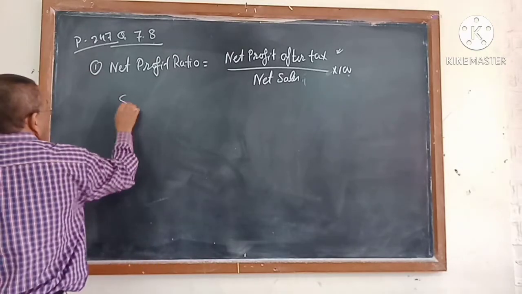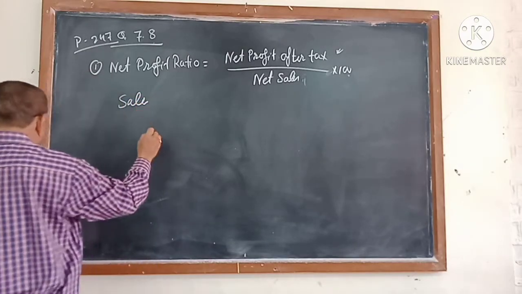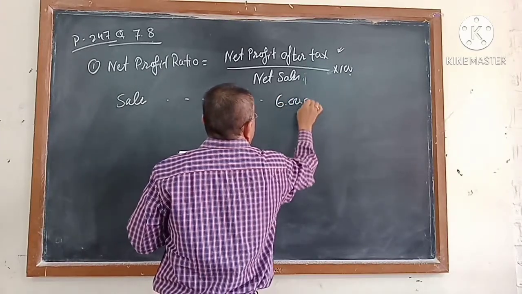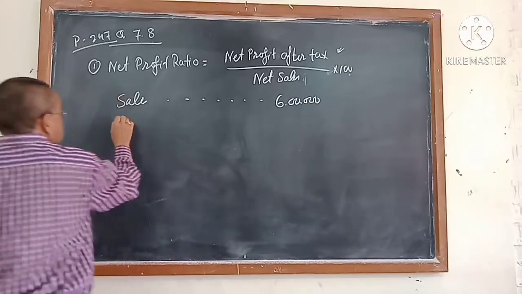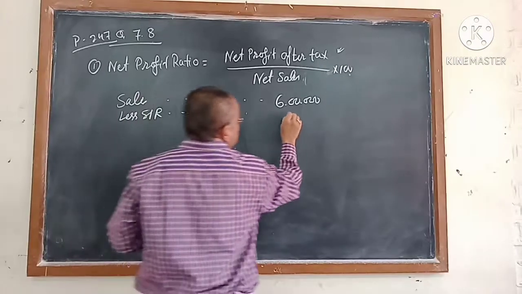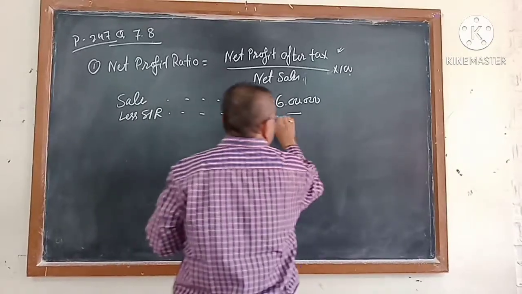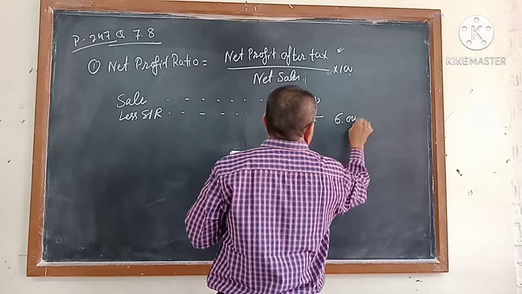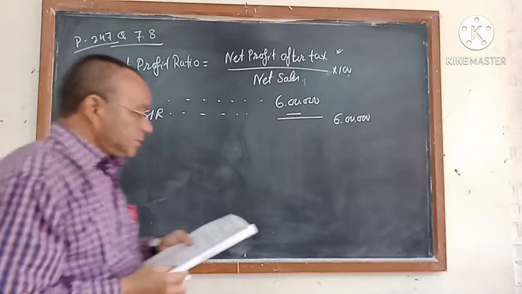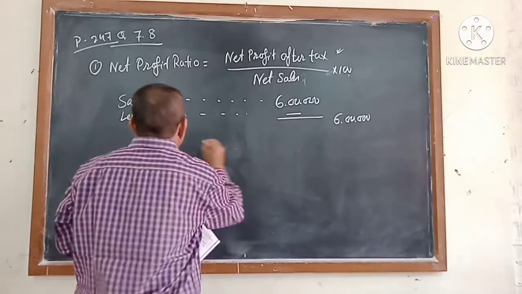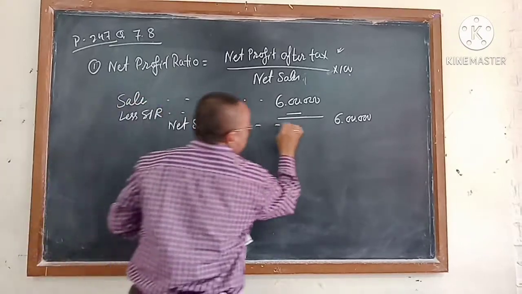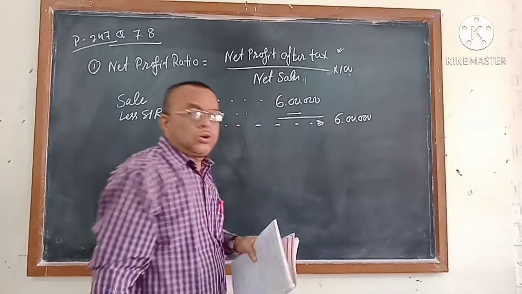First is coming sales. Sales is your income, and it is getting according to your question. You are getting sales is 6 lakh. Less sales return. SR means sales return. Nothing is given, sales return. So from that sales, you are getting total net sale is 6 lakhs. That is your net sales. Here it is called net sale. Net sales. But net sales is your not only income.